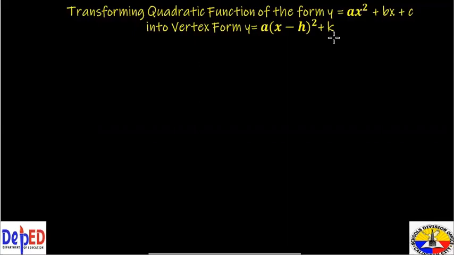Changing a quadratic function from standard to vertex form requires the method of completing the square. How do we do this? Let us begin.